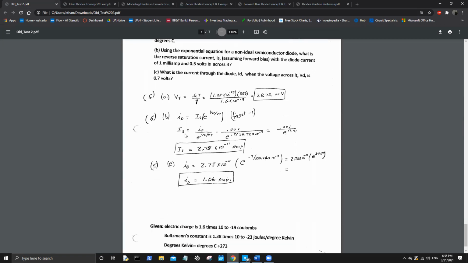So yet again, this is yet another equation. ID is given here. It's 1 milliamp. And VD is 0.5 volts, given. VT is calculated previously, 28.72 millivolts. So this is just an equation. I mean, it's not even a difficult one, honestly. It is what it is.